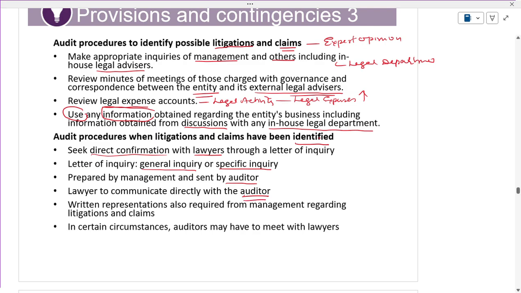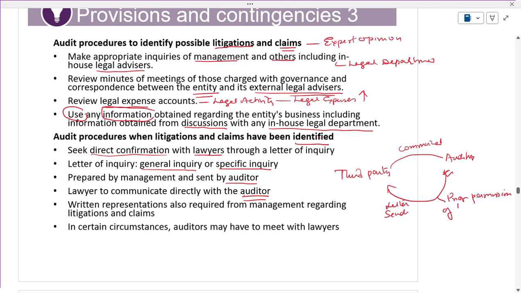Any third party communication should be direct. Any letter you are sending to a third party should have the prior permission of the client.